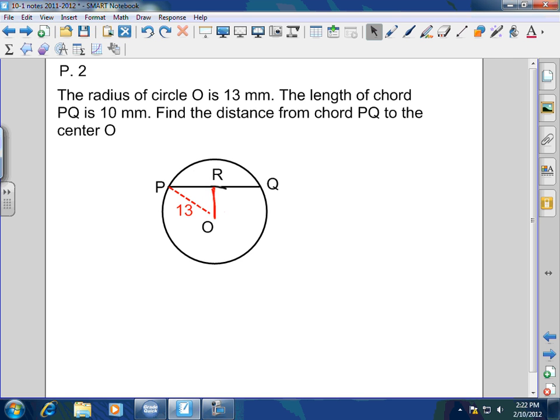Very good. There was a bunch of talking there, but I understood what everyone said. They said it would be a 5. And then this would be a 12. Very good. So that's a 5, 12, 13 triangle.